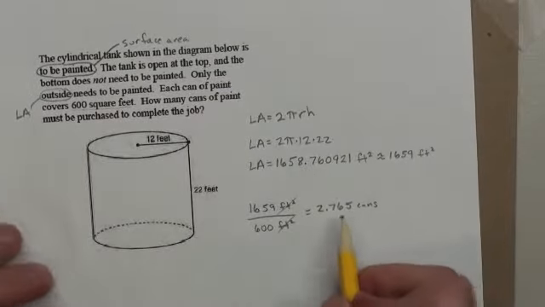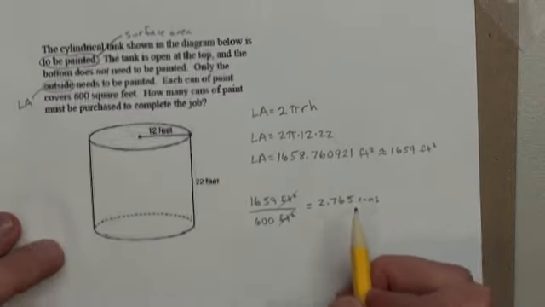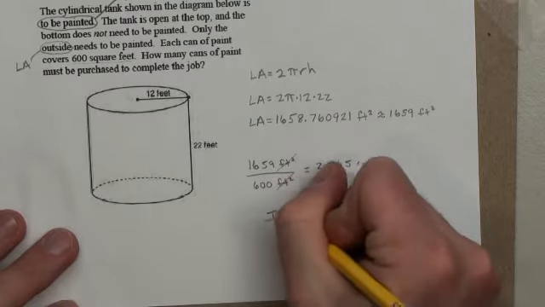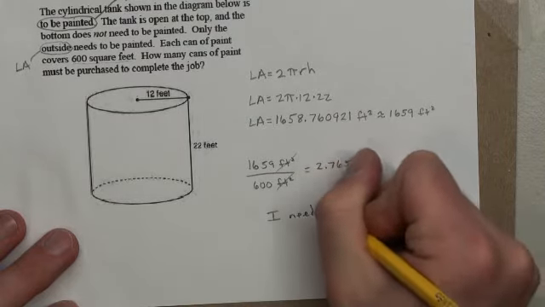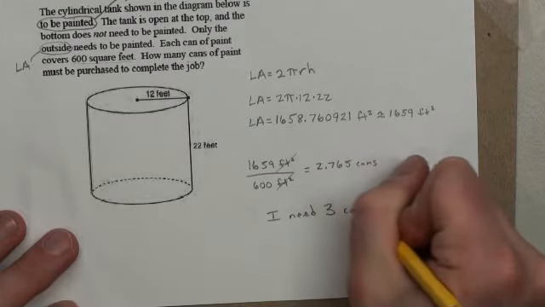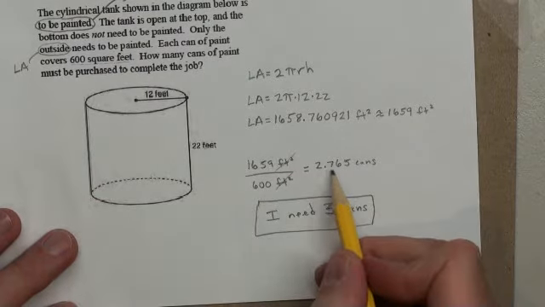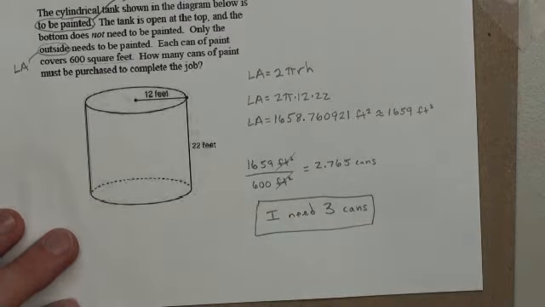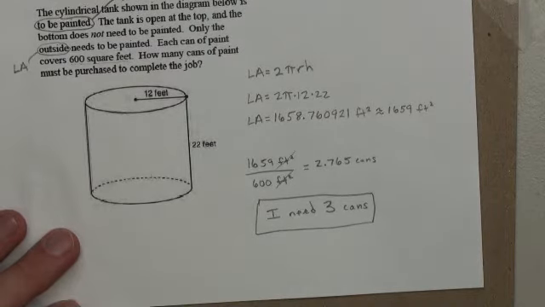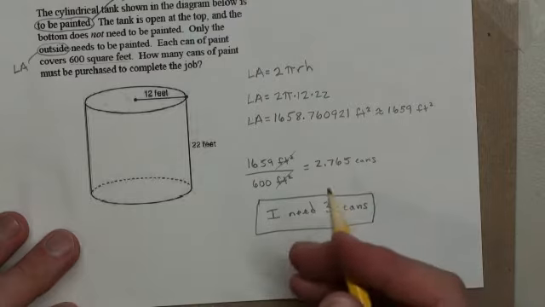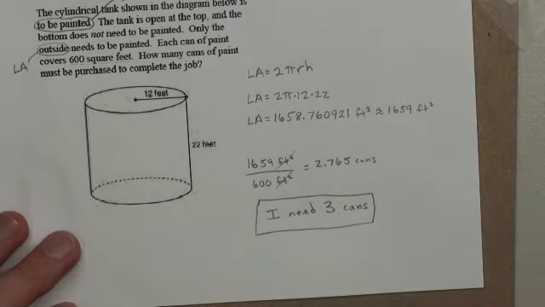But you can't get 0.765 of a can, okay? So then I need 3 cans. You can't go to the store and say I need 2.765 cans of paint. You have to round up. Always you have to round up. Even if it was 2.1, you need 3 cans. Okay, you need more than 2 cans.